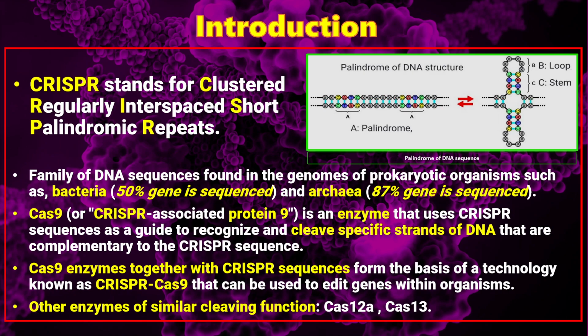And Cas9, or CRISPR-associated protein, is an enzyme that uses CRISPR sequences as a guide to recognize and cleave specific strands of DNA that are complementary to the CRISPR sequences. Other enzymes with similar cleaving functions are Cas12a and Cas13. And here the discussion will be more with CRISPR and the Cas9 enzyme together, with which they form the basis of CRISPR-Cas9 technology.